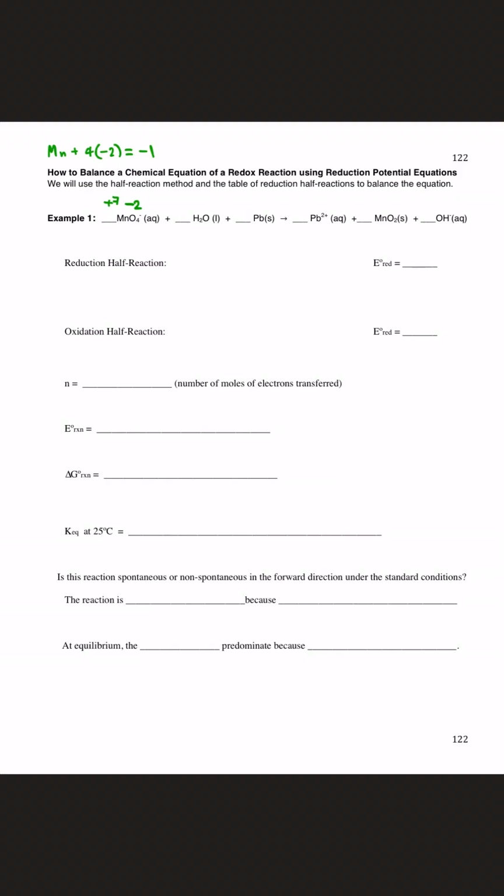Okay. Do the same thing for water as well. -2 for oxygen, +1 for hydrogen. Lead, a free element, would be 0. Lead 2+, the oxidation number would be the same as the charge.